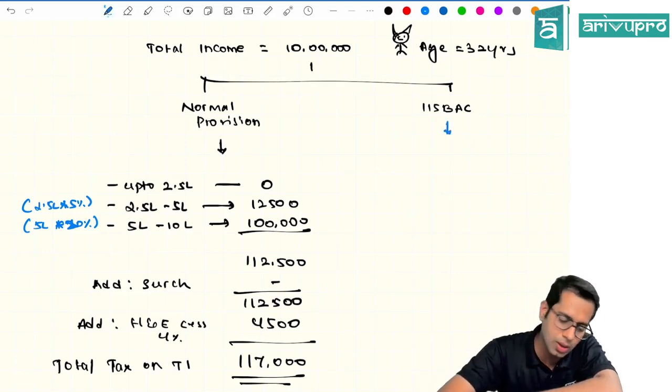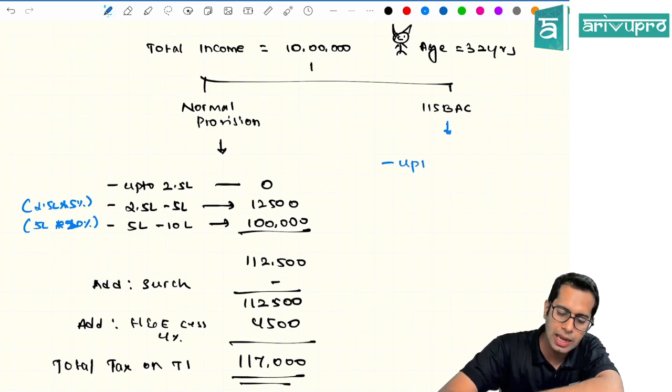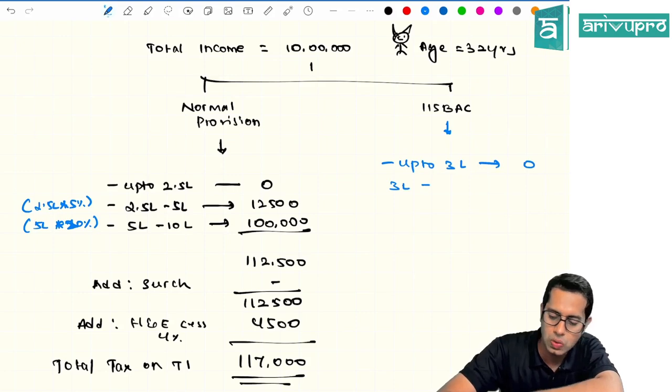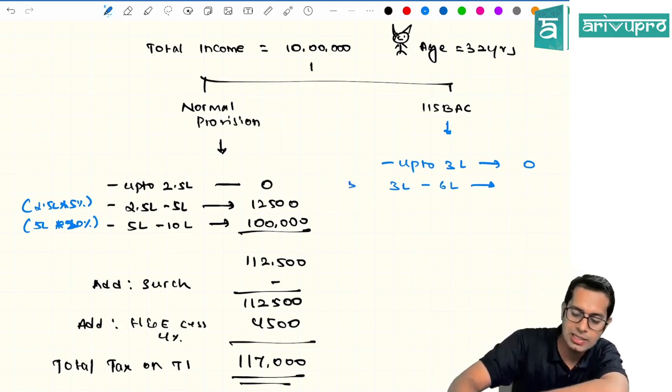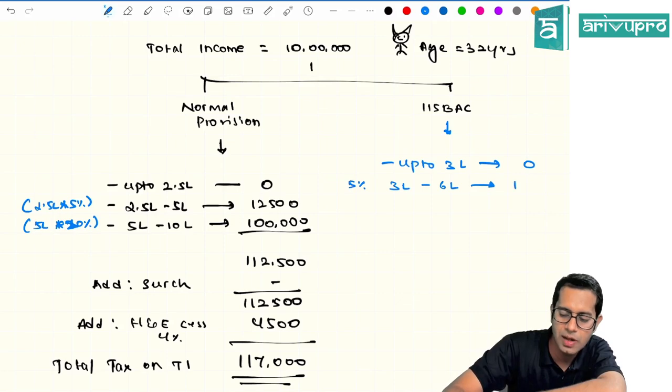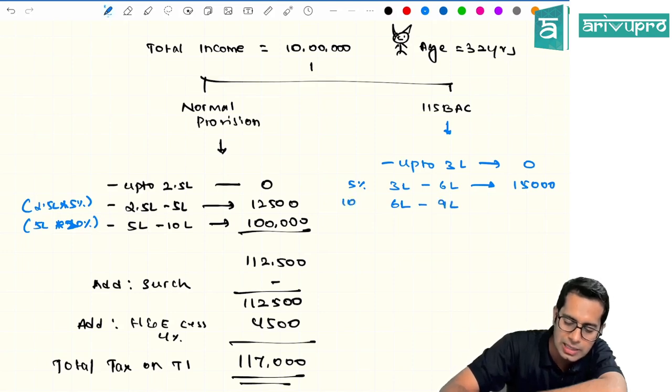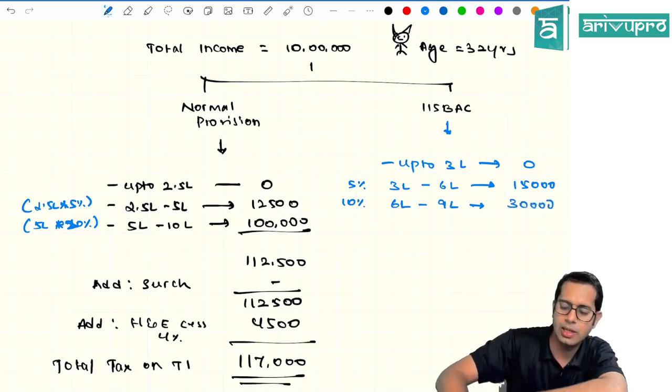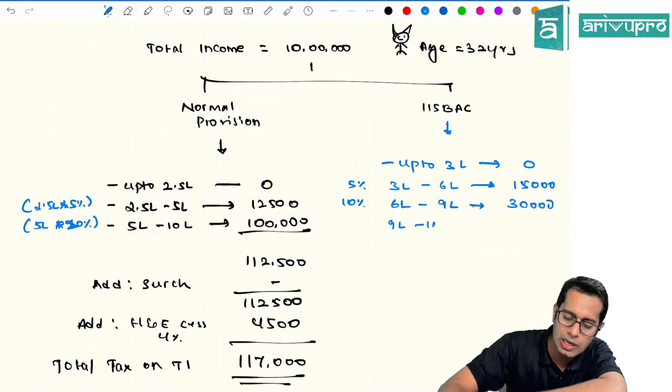Under normal provision, can I say, sorry, what about 115 BAC? Under 115 BAC, up to 3 lakh rupees, there is no tax. From 3 lakh rupees to 6 lakh rupees, the tax rate is how much? From 3 lakhs to 6 lakhs, the tax rate is 5%. So on 3 lakh rupees, 5% if I apply, it comes to 15,000. From 6 lakh rupees to 9 lakh rupees, the tax rate is 10%, which comes to 30,000 rupees. And from 9 lakh rupees to 10 lakh rupees, the tax is how much, sir? 15%, which comes to another 15,000 rupees.